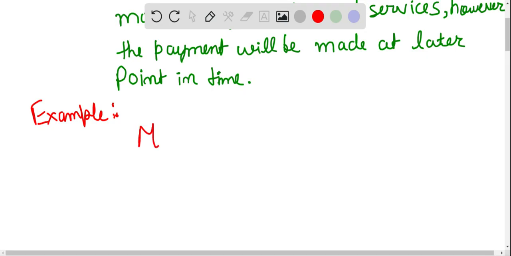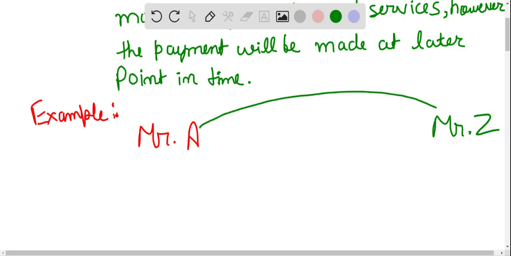Now, let's say suppose there is Mr. A who is a business owner, and there is Mr. Z. Okay, now what happens when Mr. A will supply some goods and services of, let's say suppose, $1,000.